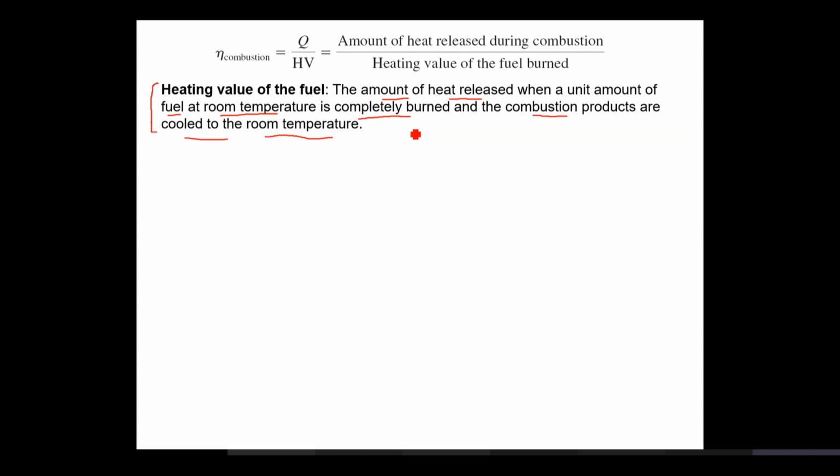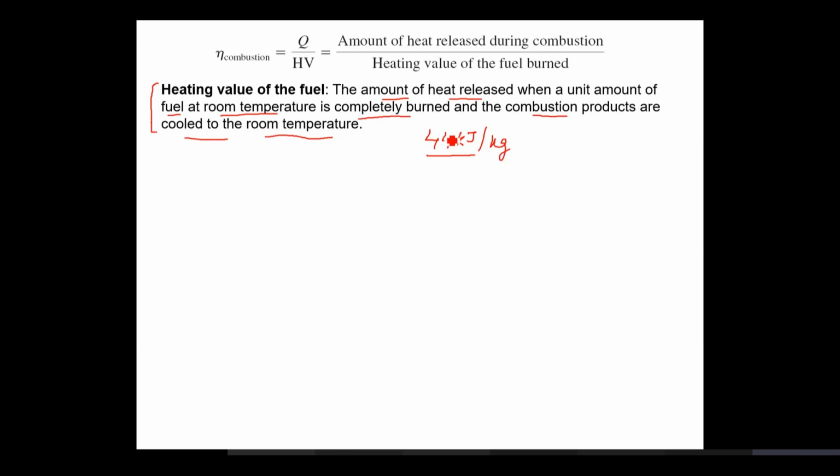Gasoline would have its own heating value, diesel would have its own heating value, similarly petrol would have its own heating value. Heating value is basically the amount of heat released when a unit amount of fuel at room temperature is completely burned and the combustion products are cooled to the room temperature. Let's say the heating value of gasoline is 44 kilojoules per kg. This means that when 1 kg of gasoline is completely burned at 25 degrees centigrade and the combustion products are leaving the system at room temperature, this is the amount of energy that I'll get out of it.